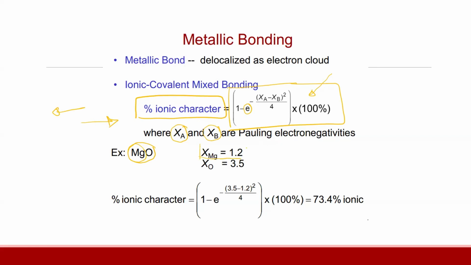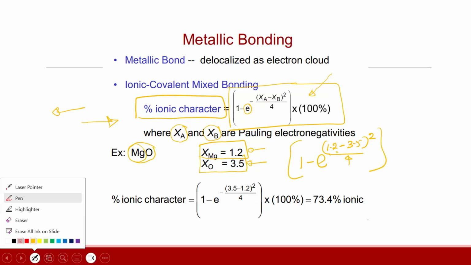electronegativity of magnesium is 1.2, electronegativity of oxygen is 3.5. These are known, given values, and you can put these two values here. A or B can be either magnesium or oxygen, it doesn't matter. So (1.2 minus 3.5) squared divided by 4. If you put this in the calculator, you get this.